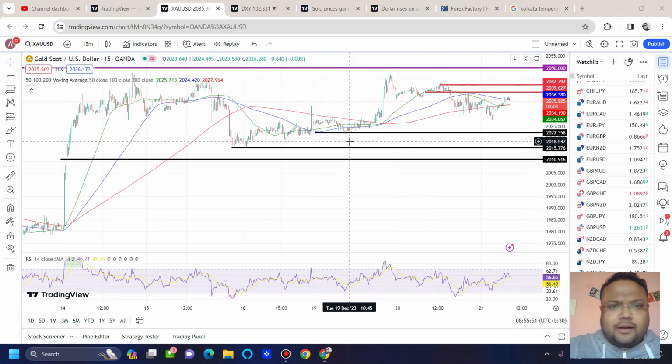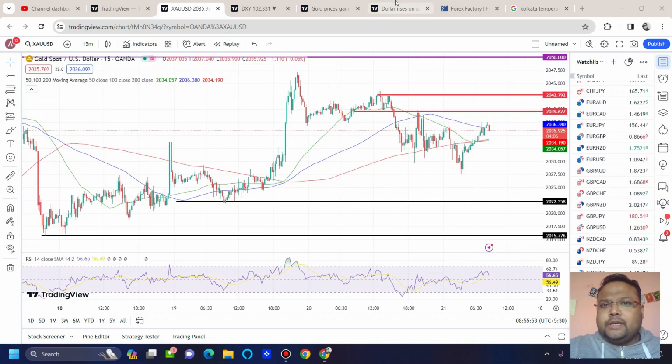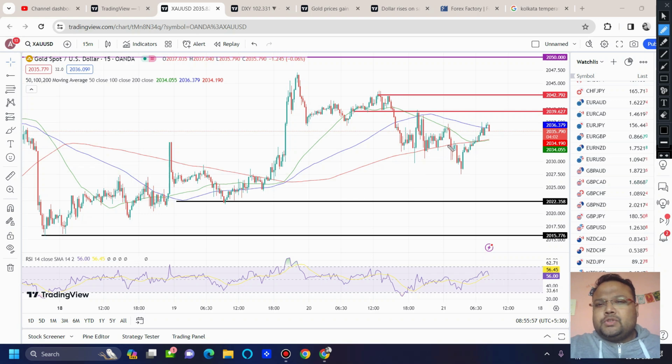So you can see that I have marked a few lines here. So let's try to understand. Yesterday we discussed the support at 2030, 2031. So yes, there was a dip in the market, but more or less we got the profit we expected. And right now we can see the market is standing at 2035.